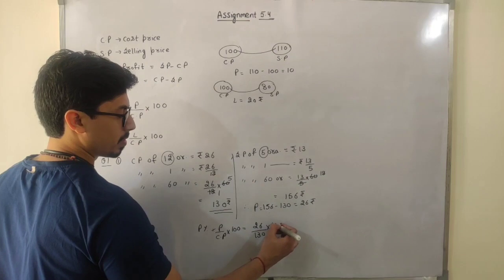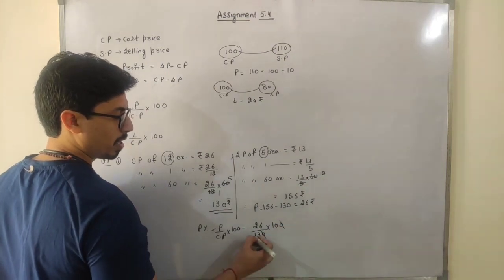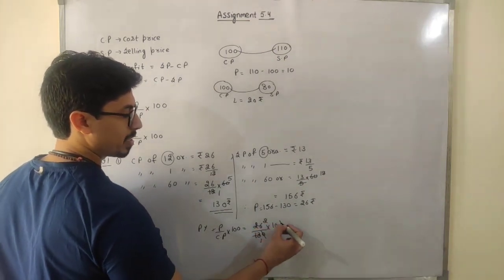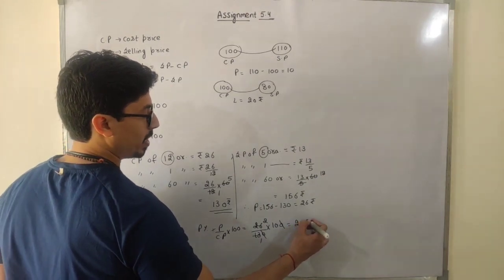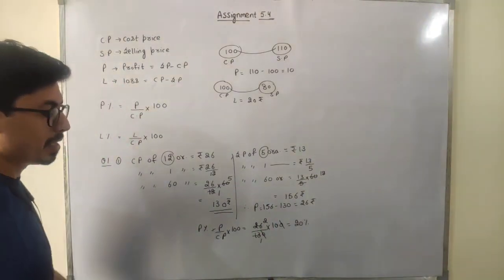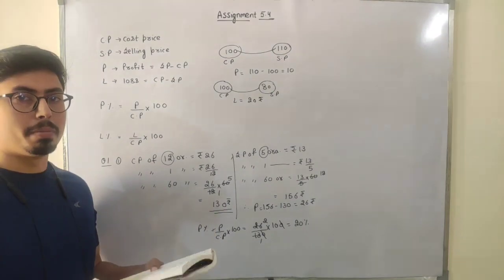I have to find out. So if I just cancel them out, 13 ones are 13, 13 twos are 26. So 2 into 10 is 20%. So 20% is my required answer. That is part number A.